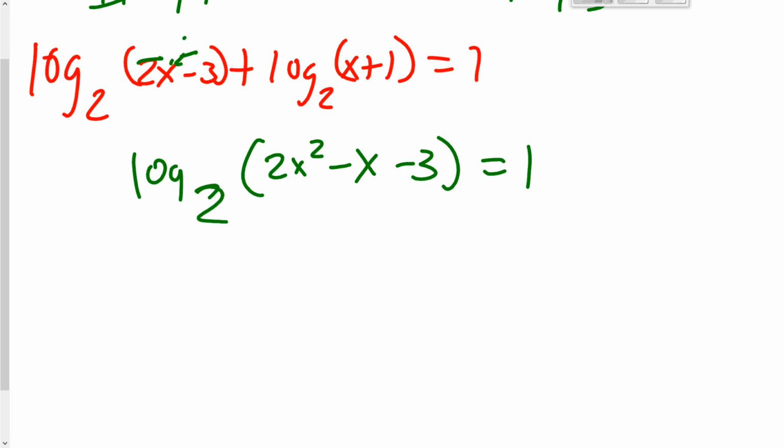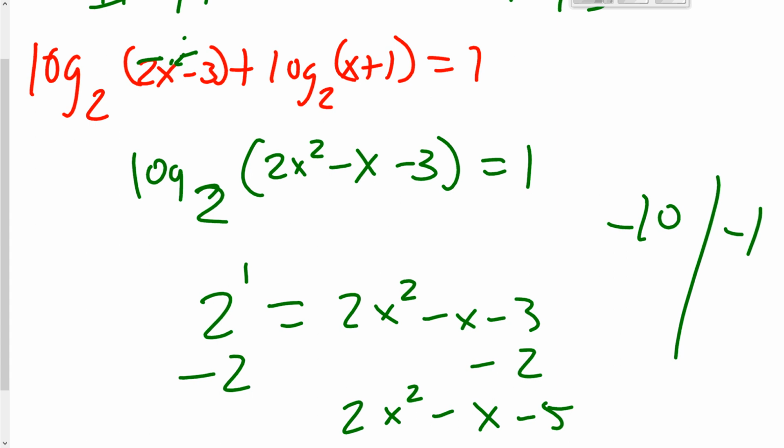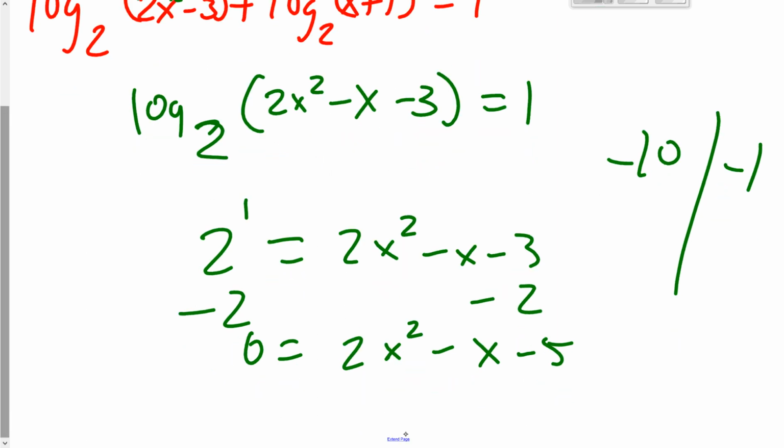So it's a base 2, so switch to exponential. 2 times 2 raised to the 1 equals 2x squared minus x minus 3. Now I have to subtract 2 on both sides, so that kind of changes that. Now are there factors of negative 10 that add up to negative 1? And it's only 2 and 5, right? So this is not going to work. So I have to use quadratic formula.